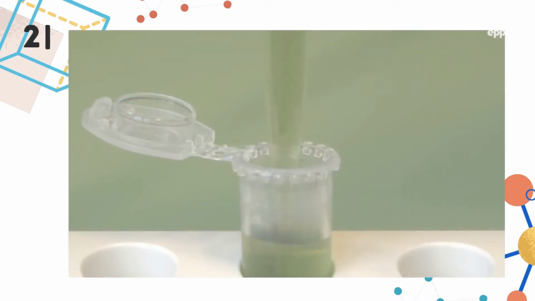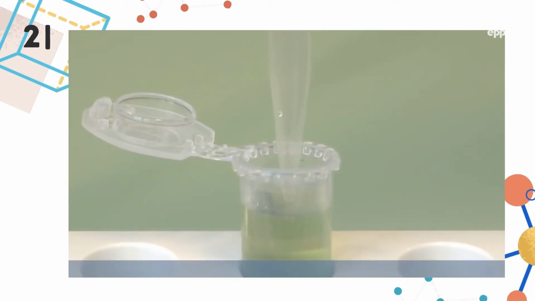The aspiration angle should be vertical. Press the control button down to the first stop and immerse the tip into the liquid. Pre-wet the tip 2 to 3 times, then dispense all liquid before aspirating.